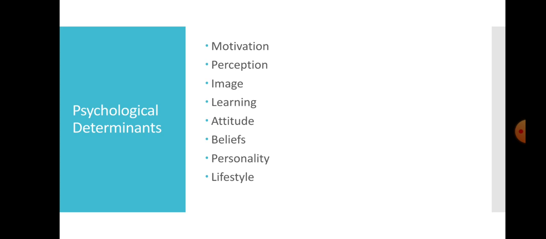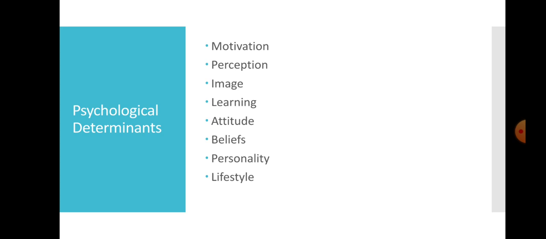The next variable in this category is image. Image is another psychological determinant of human behavior. Image refers to the feelings of a person about a particular product. It determines what is seen and felt by the consumer about the product. So, there may be three types of images which impact consumer behavior. The first is self image.